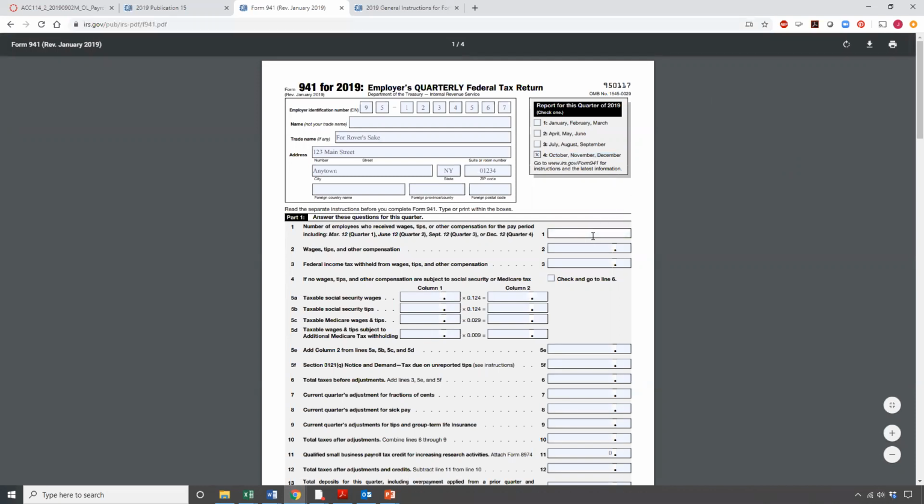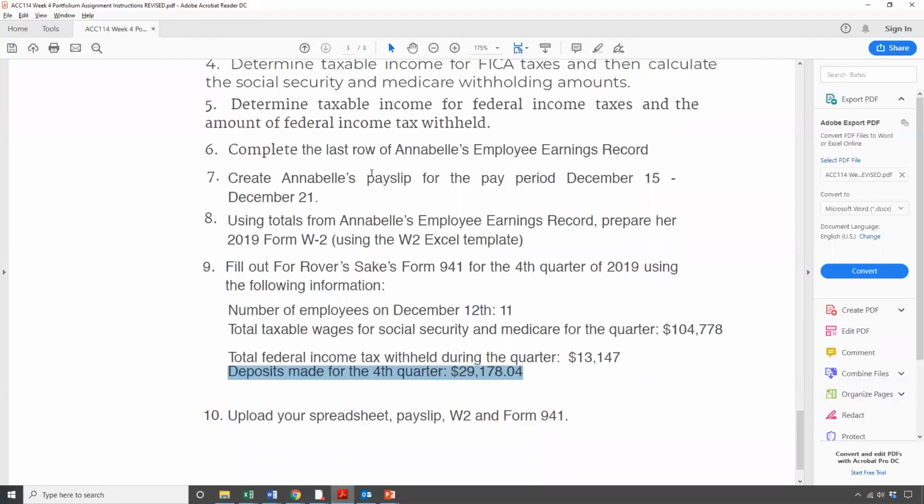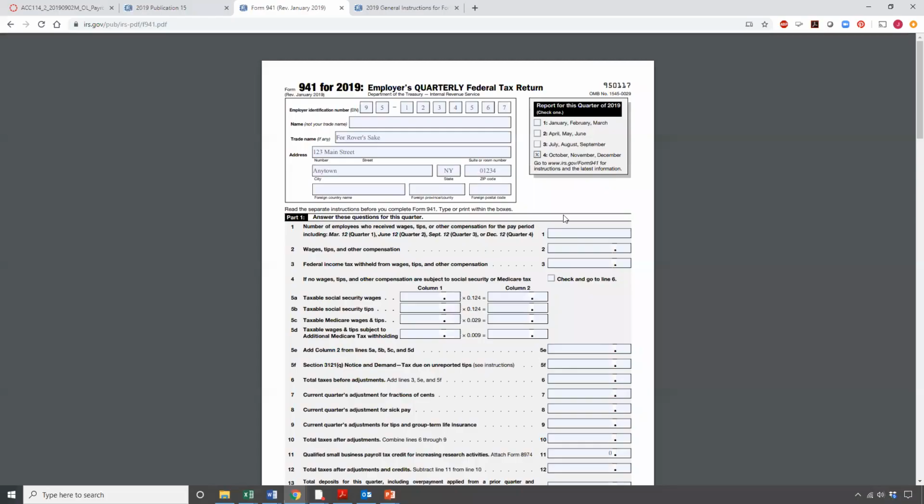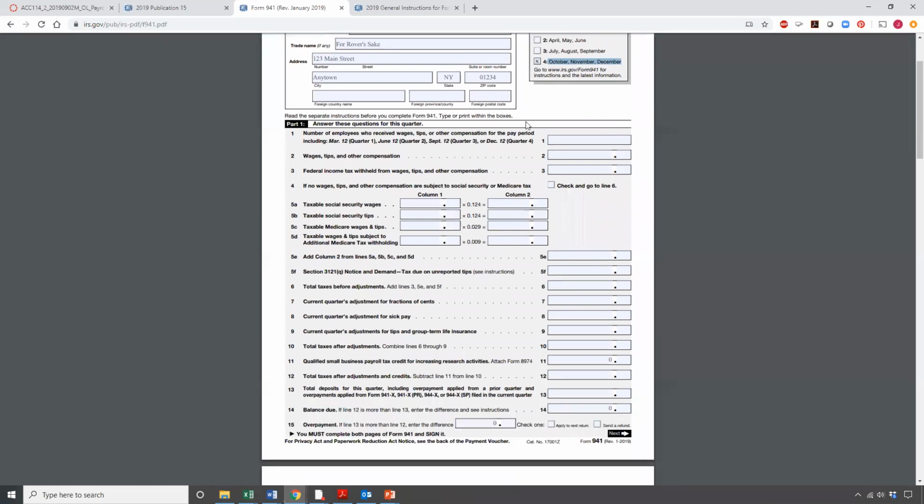But just use the information that was given to you in your instructions. Remember, step number 9 is what you're going to need for the 941. Make sure you're checking the box for fourth quarter and then fill out your information that is available to you in that step 9, and you should be just fine. You can go back to the video we did, or there are other options you can look through. Like I said, you can Google instructions for the 941 if you have questions about each individual line, and it'll help you walk through that.